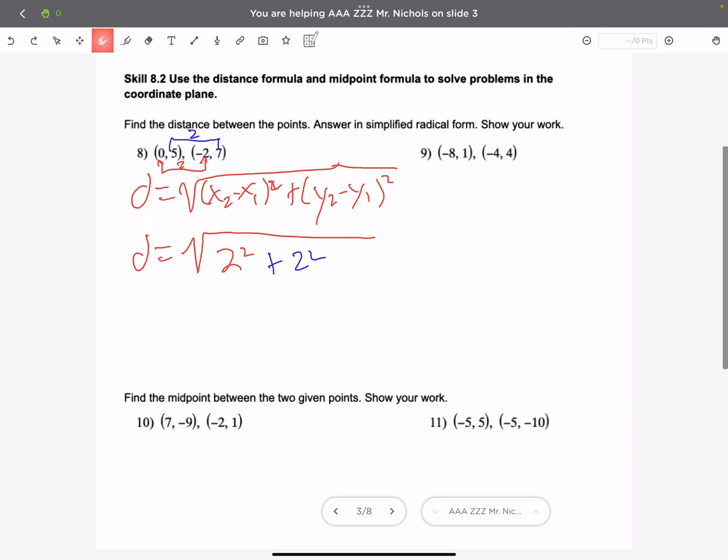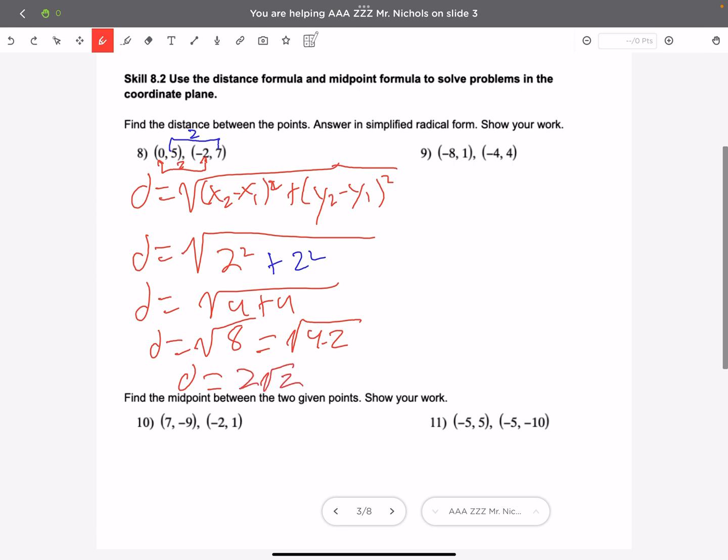So that's just going to be d is equal to the square root of 4 plus 4. d is equal to the square root of 8, which is equal to the square root of 4 times 2. And so my final answer is, the square root of 4 is 2, so 2 root 2, because I want it in simplified radical form. All right.